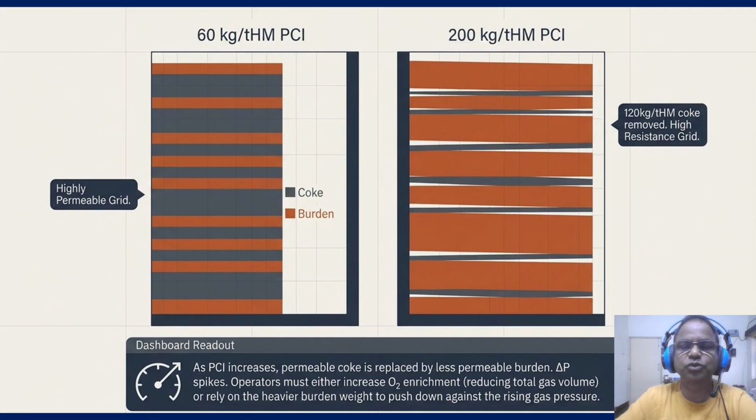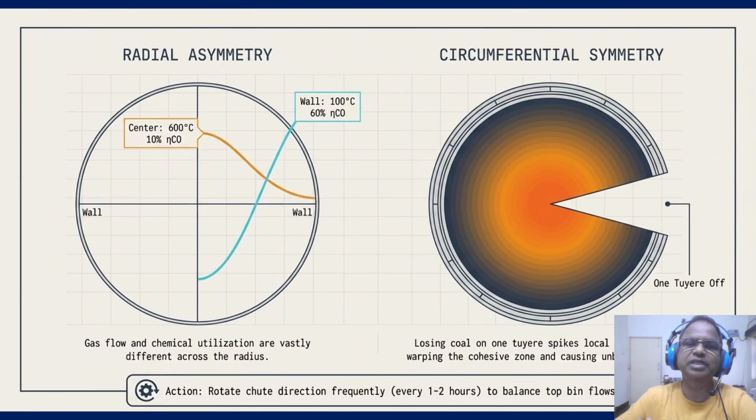The blue line shows high utilization at the wall, while the orange-green line shows the high temperature at the center. So these curves should be balanced. Now look at the circumferential symmetry. The Pac-Man style chart shows what happens when one tuyere goes off, and that white wedge represents a massive loss of coal injection. This is a very important fundamental loss when such things happen.